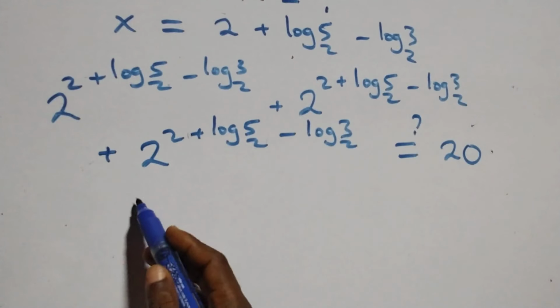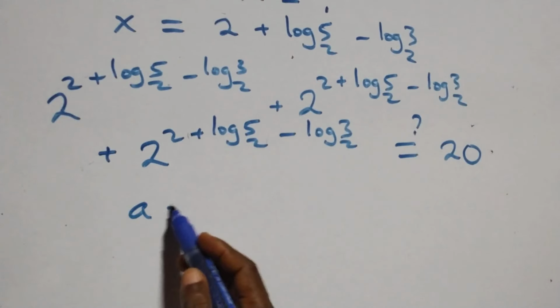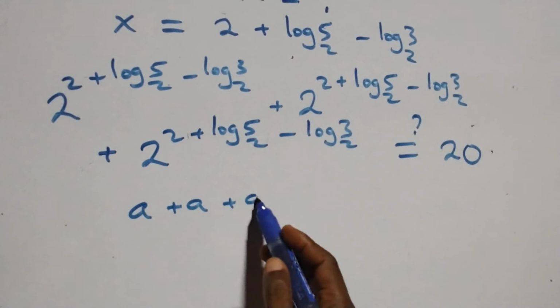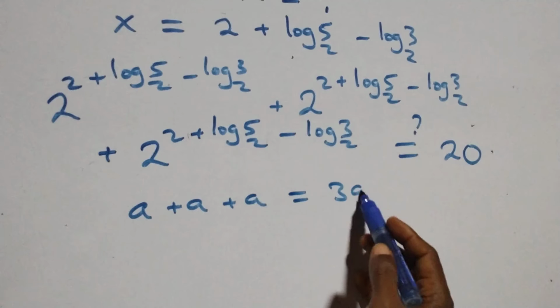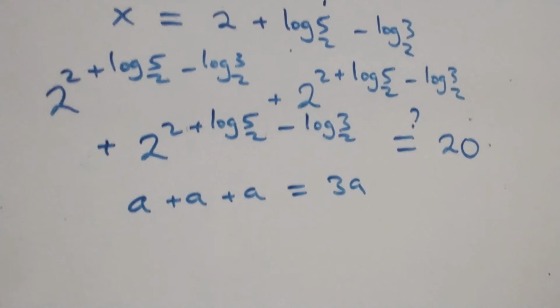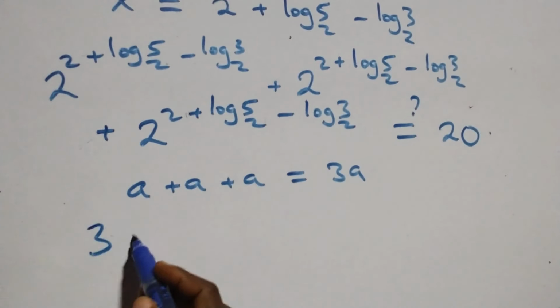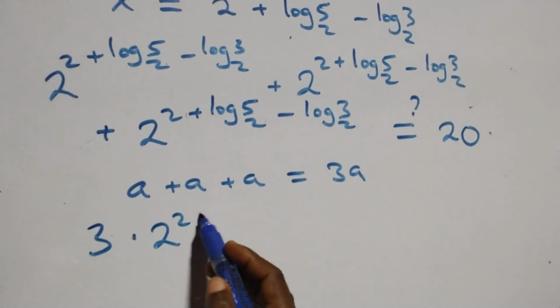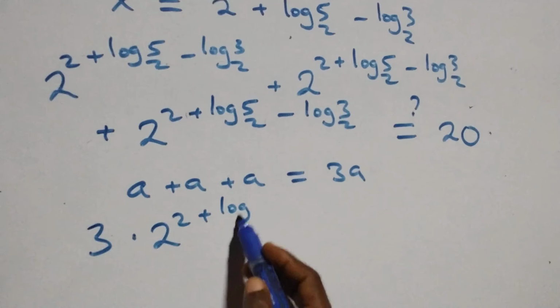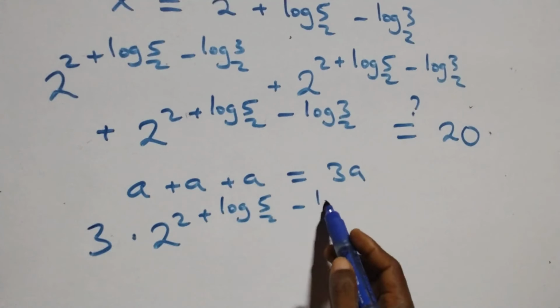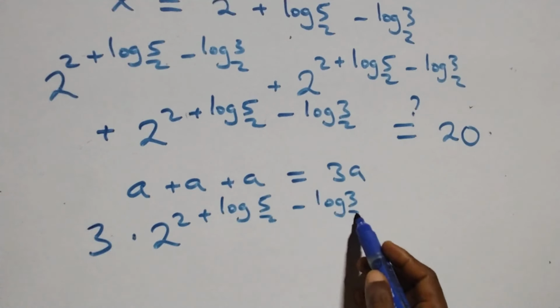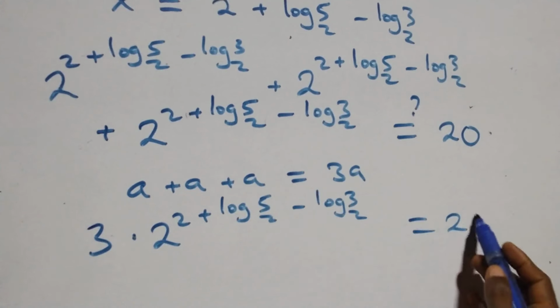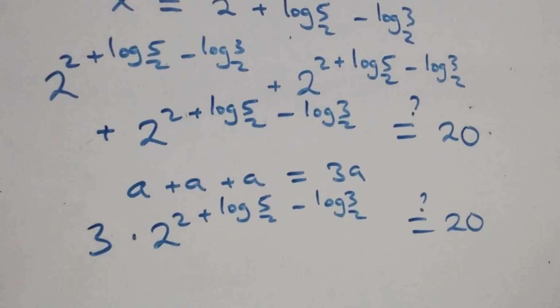Then here follows when we add something together. We have a plus a plus a. This is the same thing as 3 times a. This here, I write this as 3 times 2 raised to power 2 plus log 5 base 2 minus log 3 base 2 is equals to 20 on this side.